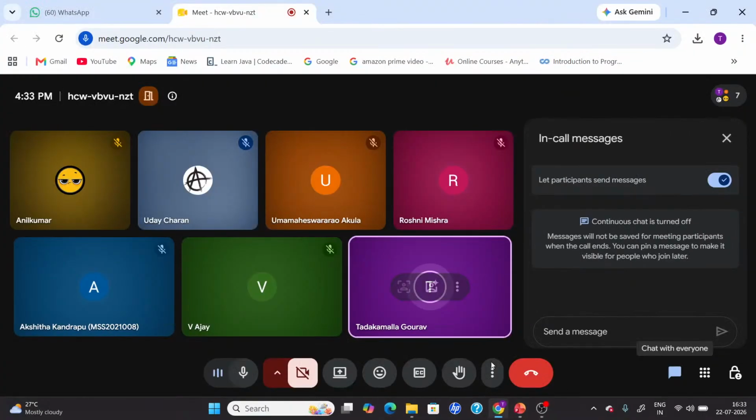Now, in this particular session, let us discuss problems related to multiplexers. As I told you in the previous session, we are going to discuss different categories of problems related to multiplexers, right? So first of all, let me share my screen.